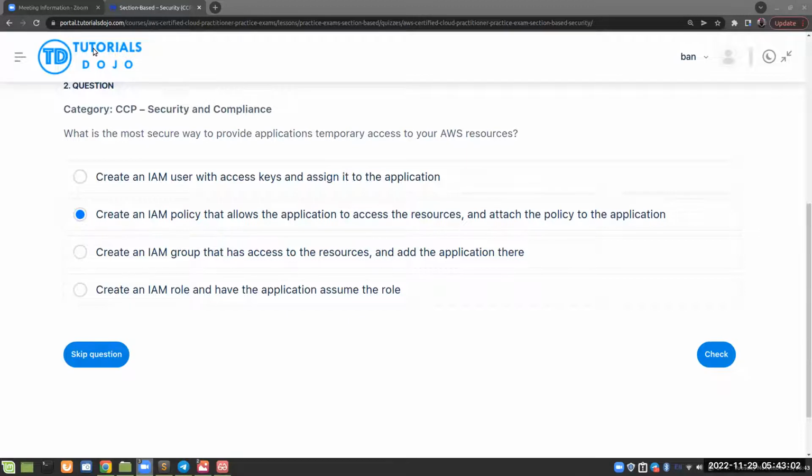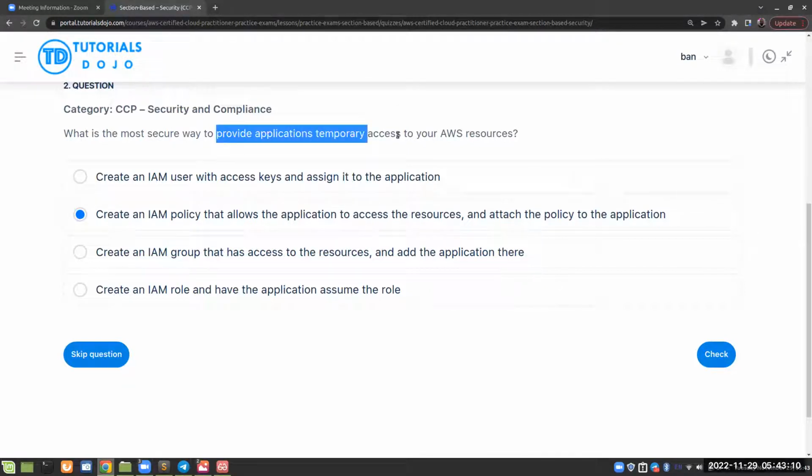Maureen says C. So our options are spreading. We have B, C, D. Remember, the key thing is provide applications temporary access to AWS, right? So what should always come to mind when you want to have temporary access? One last person to answer and then we move ahead. One other person to support.